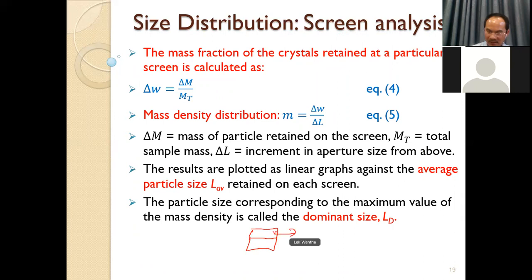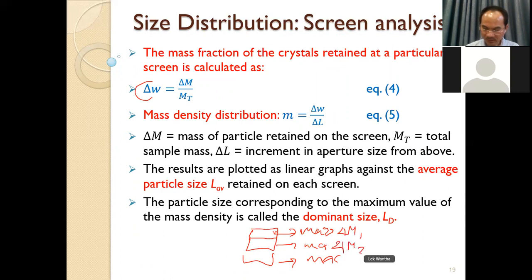How much mass is in this? You calculate the mass that accumulates on each screen, on each sheet. How to calculate that? Delta W equals delta M divided by the total. Delta M means the amount of mass that accumulates on each screen, divided by the total. You know the total mass initially. For delta M1, delta M2, delta M3, for example, delta M means the mass that accumulates in this screen. You get the delta W.